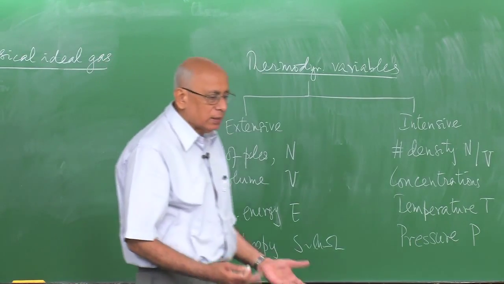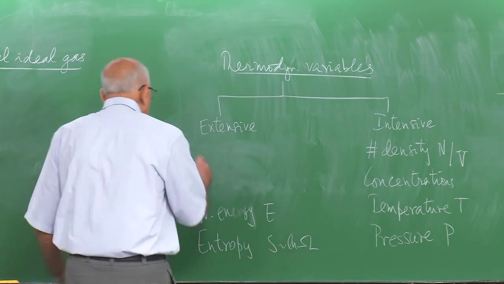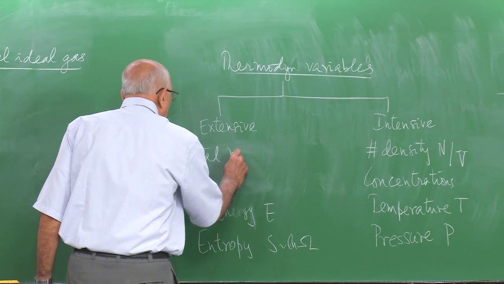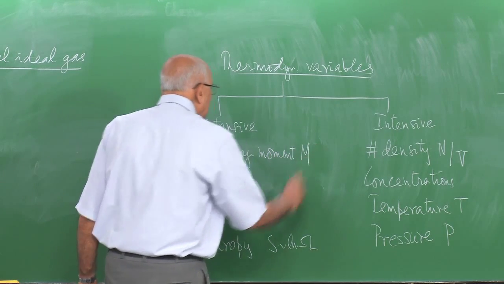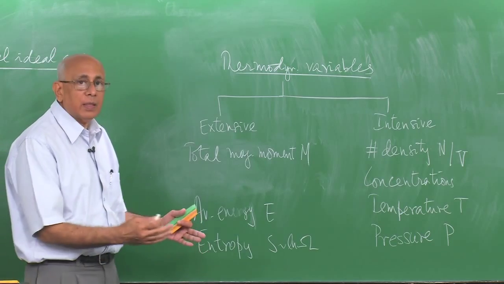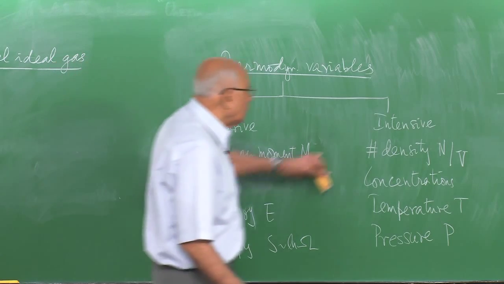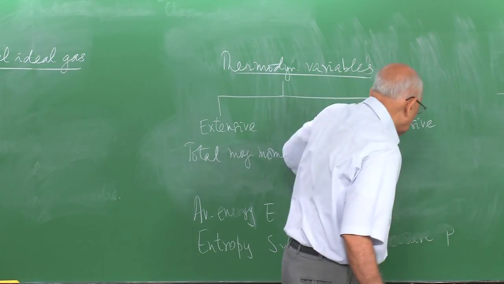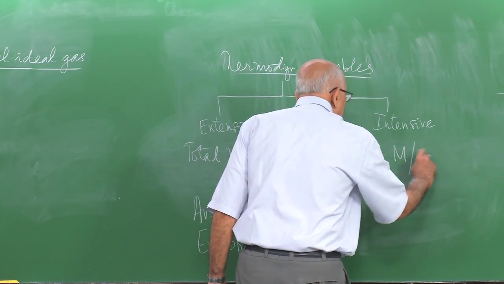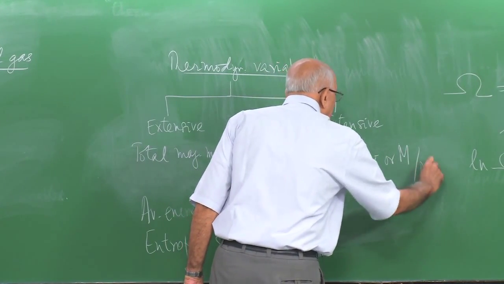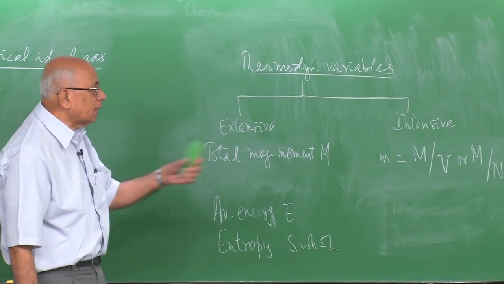For instance, if I magnetize a sample, then the net magnetic moment, the total magnetic moment M, is an extensive quantity, because if I add more particles to the system, more atoms which have got magnetic dipoles, I get a larger magnetic moment. On the other hand, the corresponding intensive quantity would be the magnetization, M per unit volume, M divided by V, or M divided by N. The magnetization per particle or per atom would be an intensive quantity like the density or the concentration.